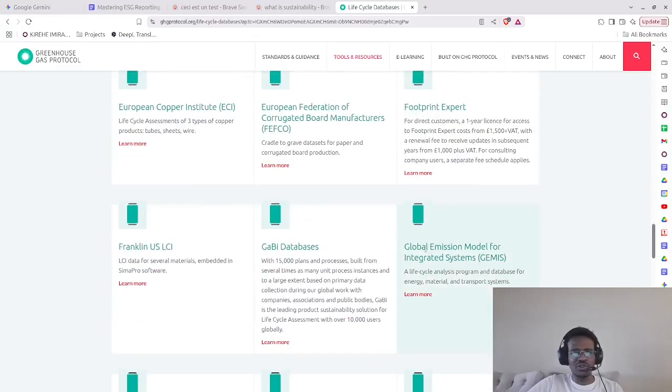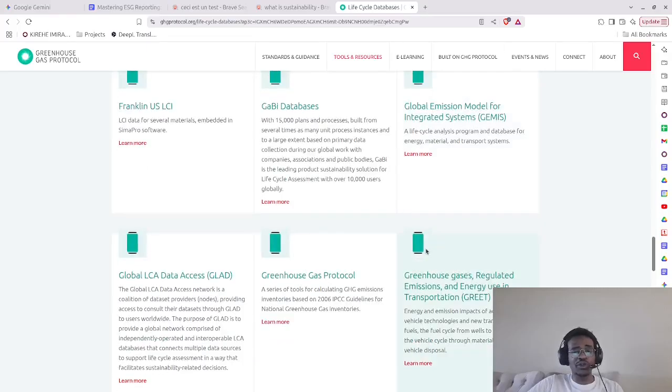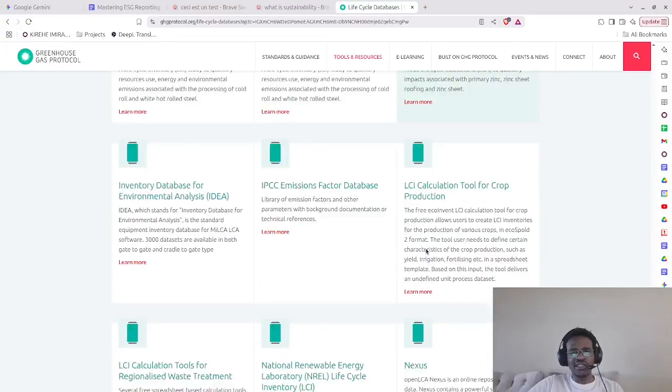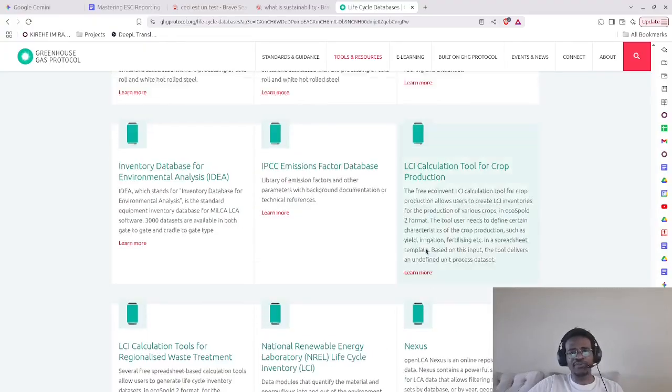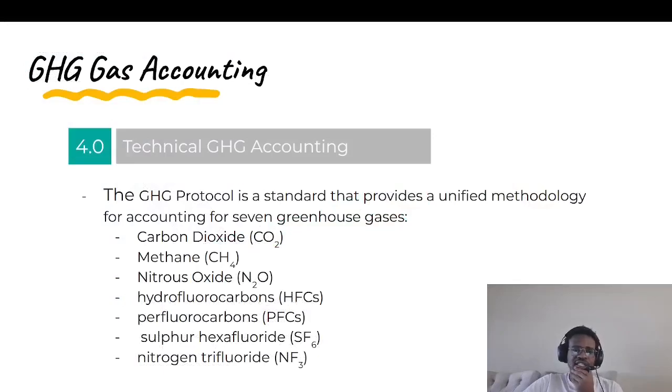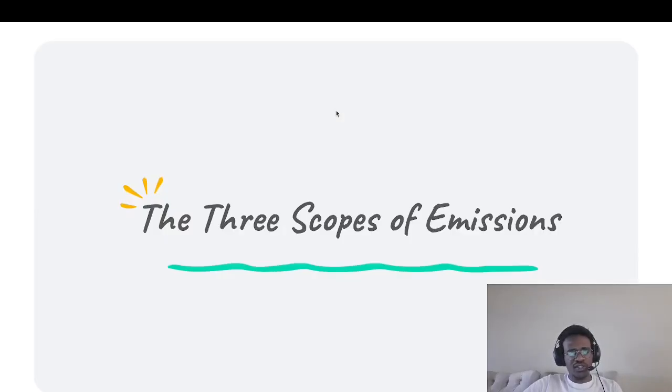This is just for you to know that whatever we are going to be doing in Odoo is basically built not in a vacuum, but in relation to most of these things which are here. So if I go back to my slides, you see here, basically the GHG protocol is a standard that provides a unified methodology for accounting for the 7 greenhouse gases. You have your carbon dioxide, your methane, nitrous oxide, HFCs, PFCs, sulfur hexafluoride, and nitrogen trifluoride. That's your chemistry.